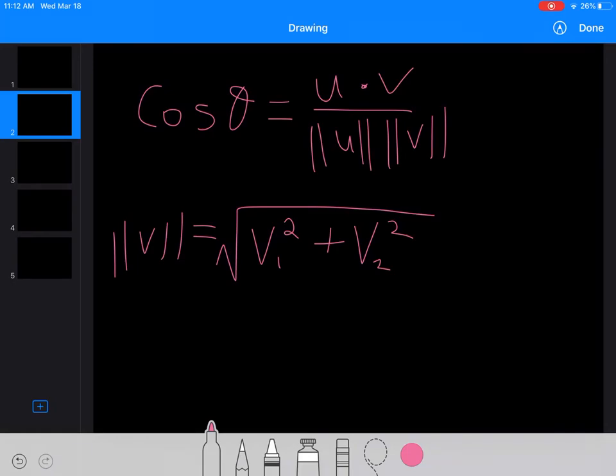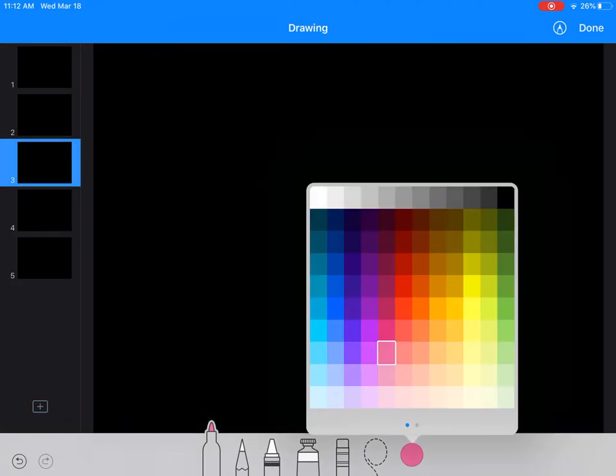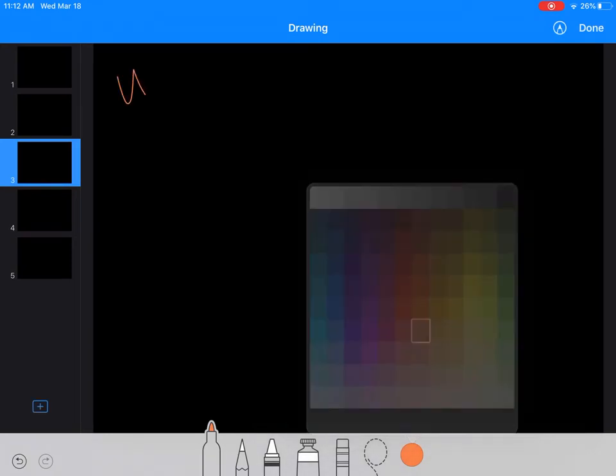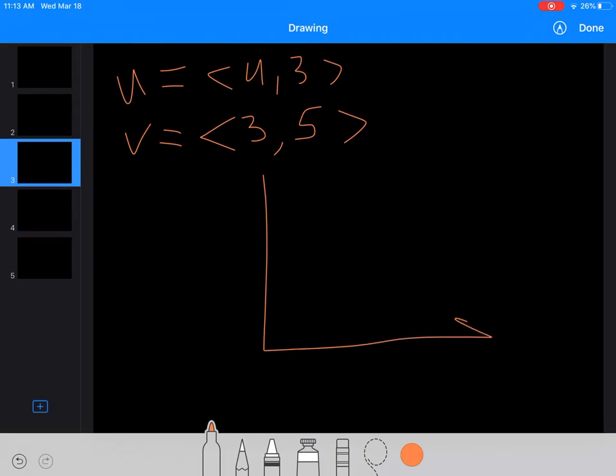So let's look at an example. All right, so let's say we have vector u, which is given by the component form 4, 3, and vector v, which is given by the component form 3, 5. And we want to find the angle in between these vectors. So let's graphically look and see what's going on. I'm just going to draw the first quadrant here.